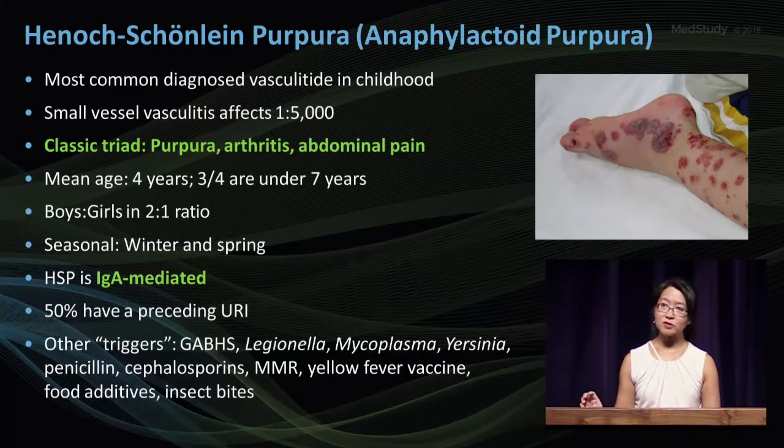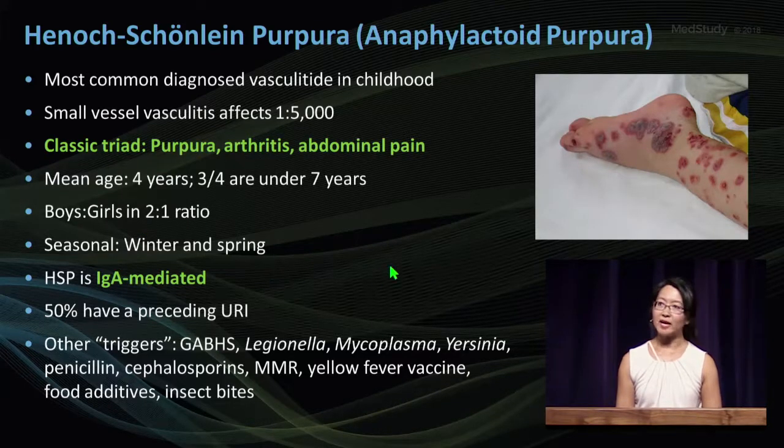So let's talk about the most common vasculitis you will likely encounter. HSP, also called IgA vasculitis or anaphylactoid purpura, can occur in about 1 in 5,000 patients. The classic triad, there's something about rheumatologists, we love triads. But the classic triad for HSP is purpura, dependent purpura, arthritis, and abdominal pain. The mean age is 4 years old. About three-quarters of the cases are in patients under the age of 7. Boys are more affected than girls in a 2-to-1 ratio.